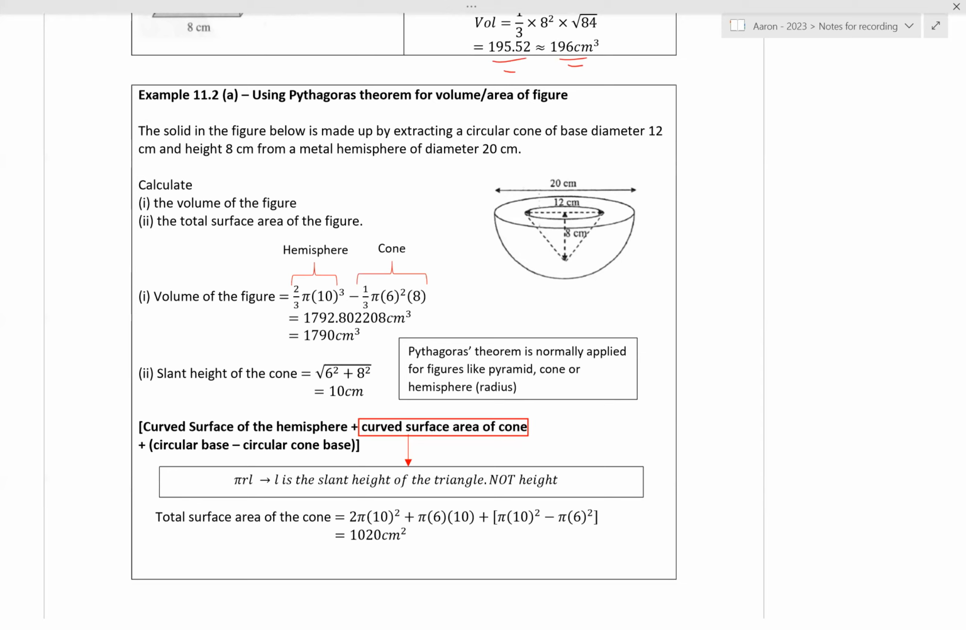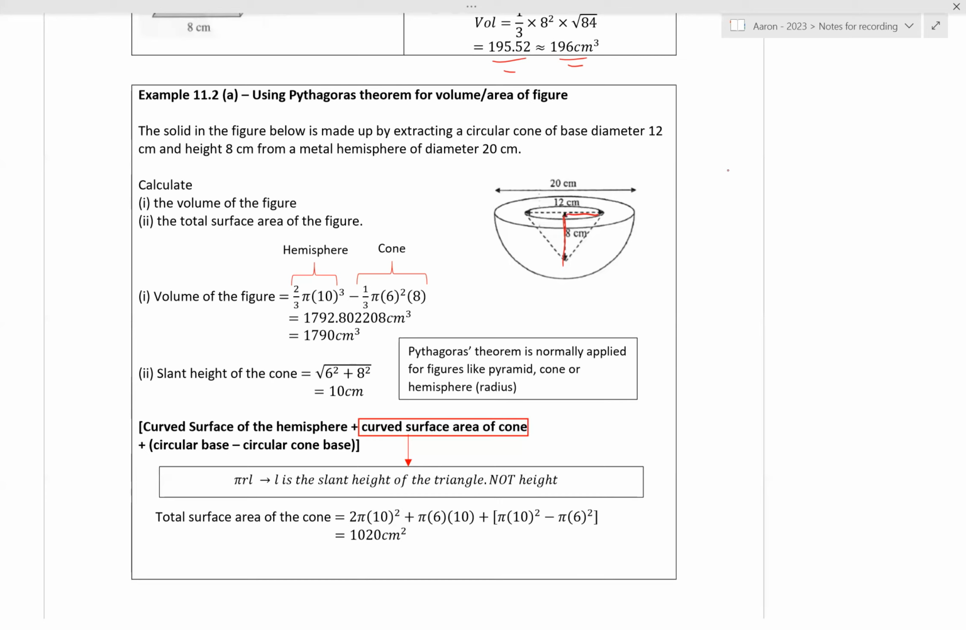Okay, for your cone, 1/3 pi r squared h. The h is already given to you as 8 cm. The radius here is 6. That's how you get the values. Throw in the values, key in your calculator, then you get your 5SF value followed by a 3SF value.